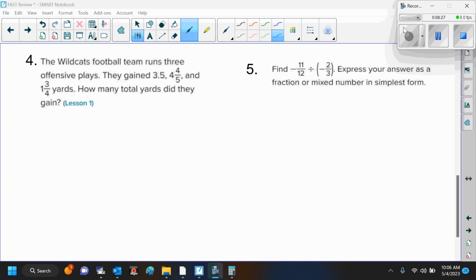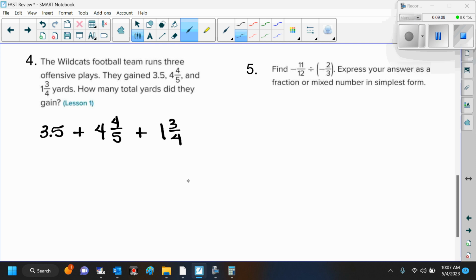Number 4 says the Wildcats football team runs 3 offensive plays. They gained 3.5, 4 4/5, and 1 3/4 yards. How many total yards did they gain? So, what is the operation here? This is addition. Very good. All right, so we're going to add. So we have 3 and 5/10 plus 4 and 4/5 plus 1 and 3/4.